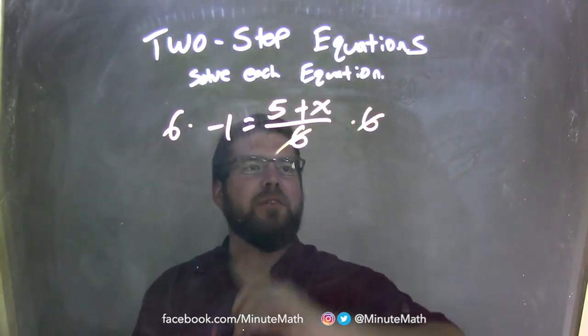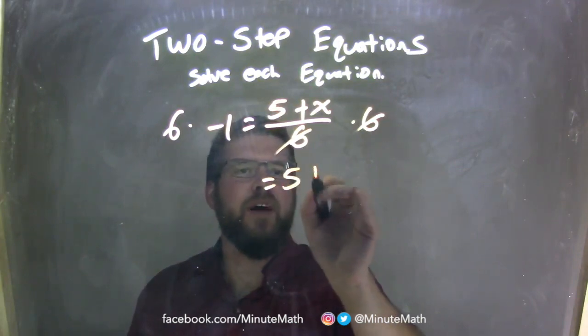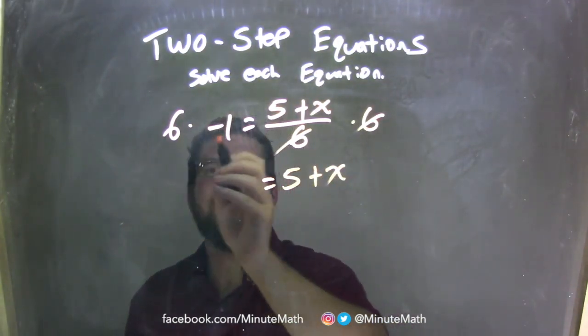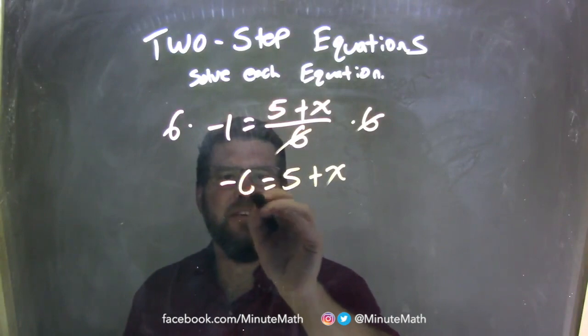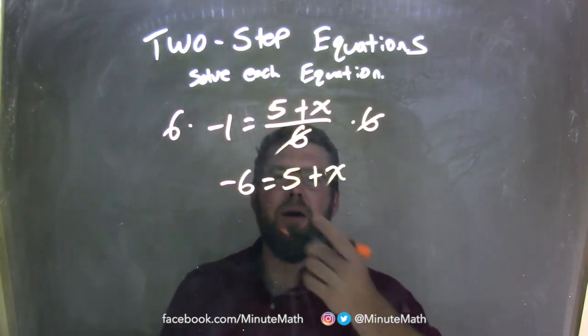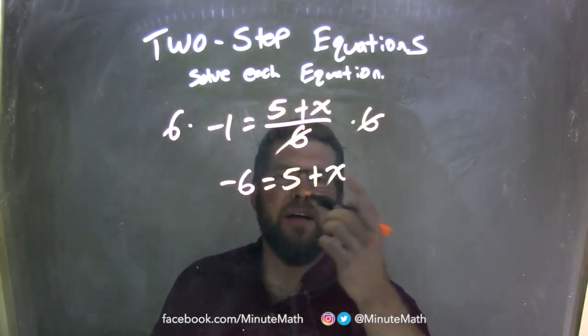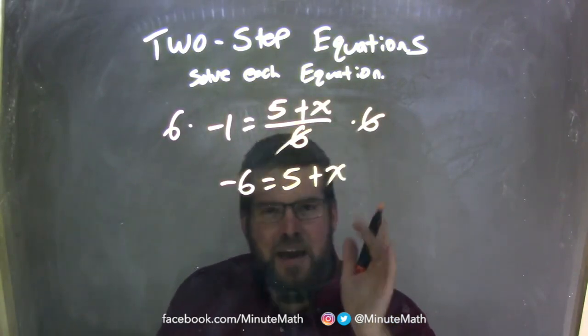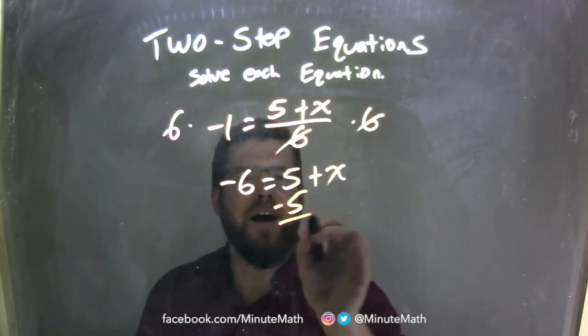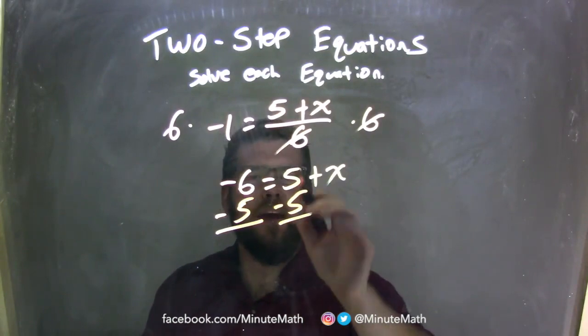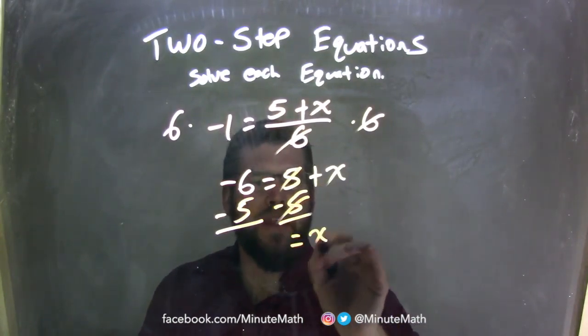By doing so, it cancels out that 6 there, and I'm left with a 5 plus x in the numerator. Now 6 times negative 1 is a negative 6. Okay? Well, now I have negative 6 equals 5 plus x. That positive 5, to get rid of that, I need to subtract 5 from both sides. Now be careful, the 5's cancel here, which is great, and I'm left with x on the right.